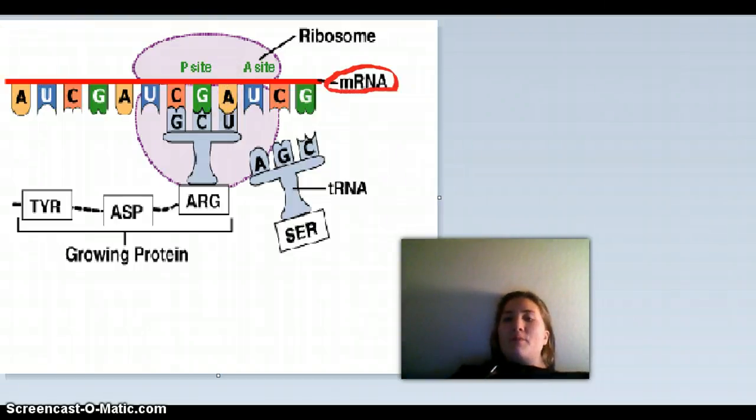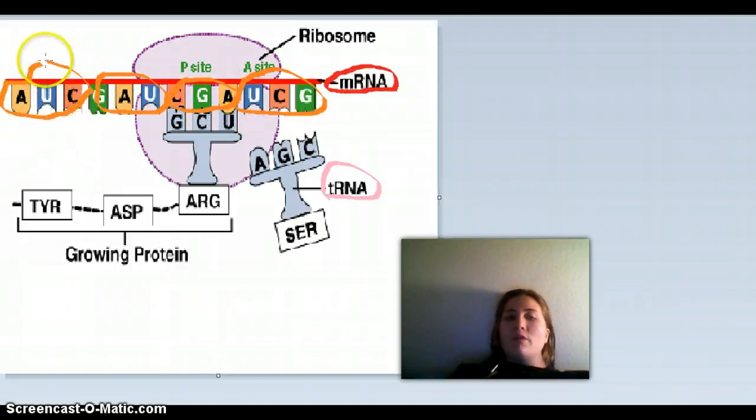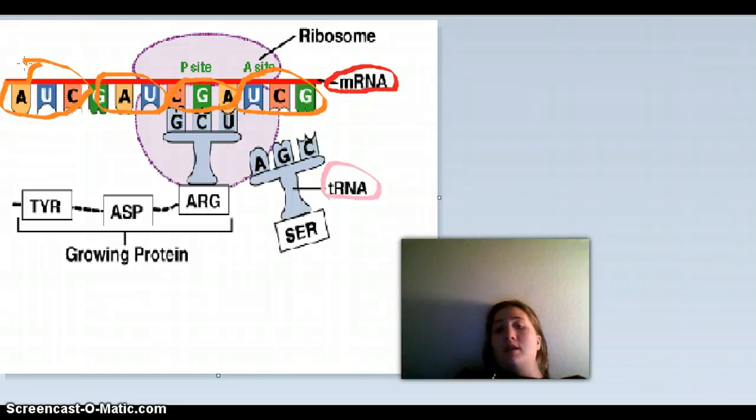So let me go on here. We have our tRNA down here. In our ribosome, we have an upper part and a lower part. In our mRNA strand, there's a thing called codons. Codons come in base pairs of 3. So here's one, here's another one. So there are currently 4 codons on this mRNA strand.